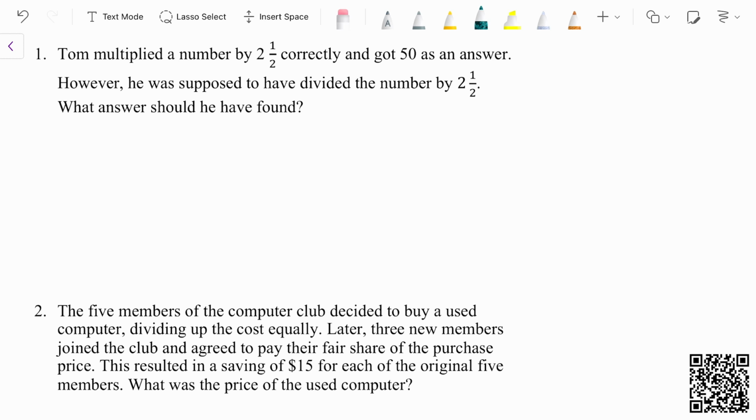So today I am bringing you guys 2 more pre-algebra questions.